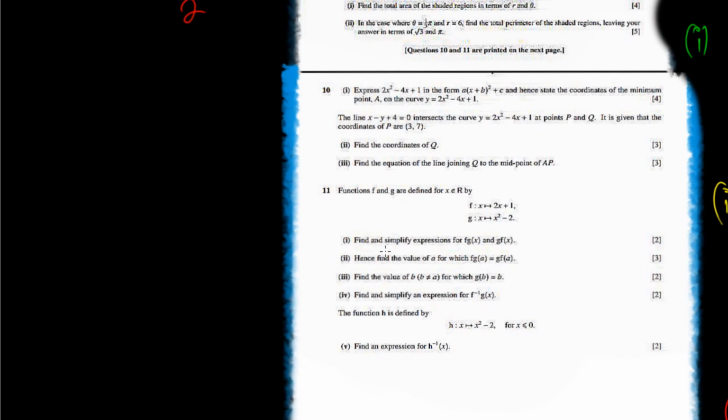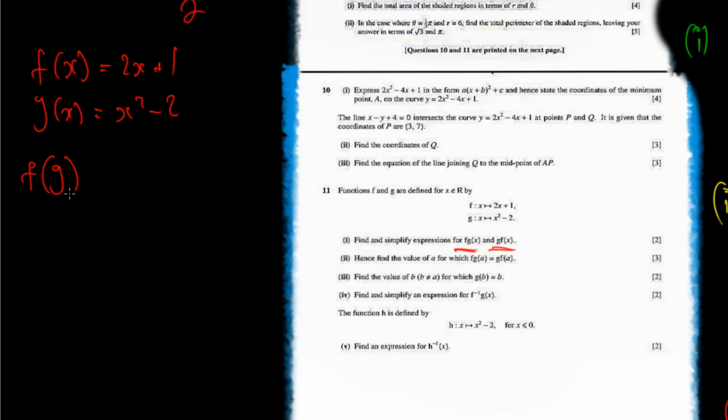Question number 11. The functions f and g are defined; find and simplify f of g of x and g of f of x. f of g of x means our function g is inside our function f. Our f of x is 2x plus 1. Our g of x is x square minus 2. So f of g of x is going to be the function g inside f. Instead of writing x, I will write g, x square minus 2, plus 1, and all I'll do from this point is simplify it and get the answer. If I do the simplification, I should get 2x square minus 3.